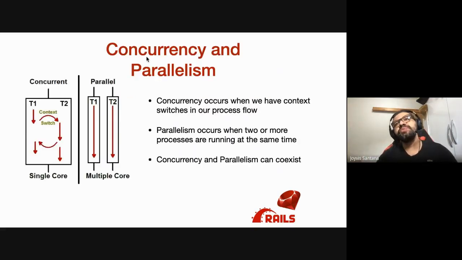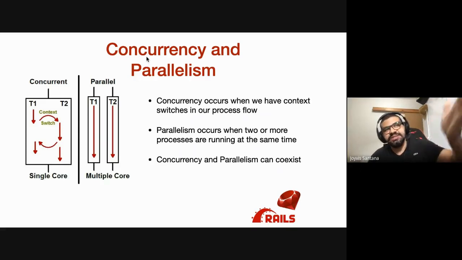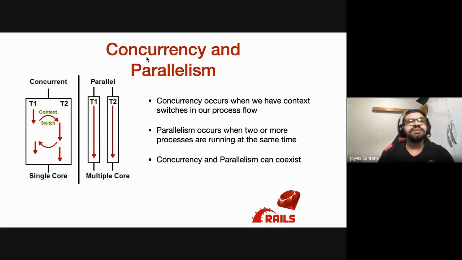Concurrency occurs when we have context switches and a single process flow, as we can see in the picture. Parallelism occurs when two or more processes are running at the same time, like in the second image. Concurrency and parallelism can coexist. So you can have those two things in the same universe. One is not the opposite of the other one.